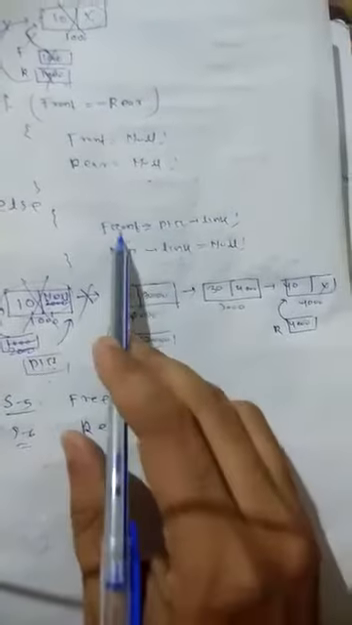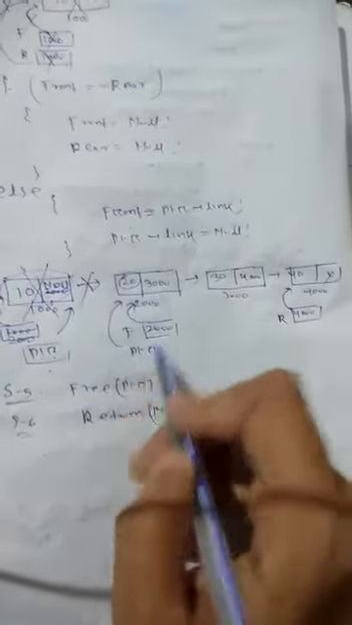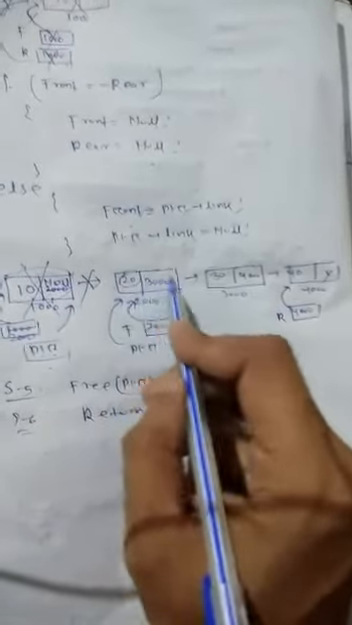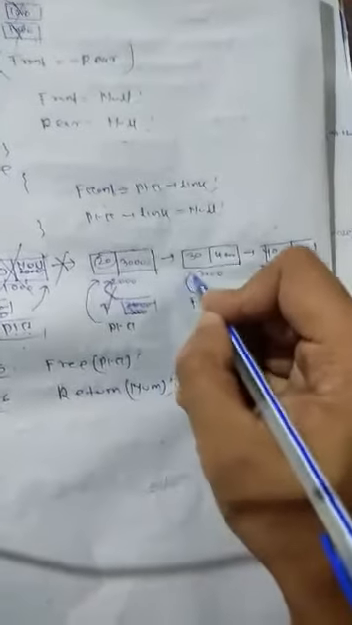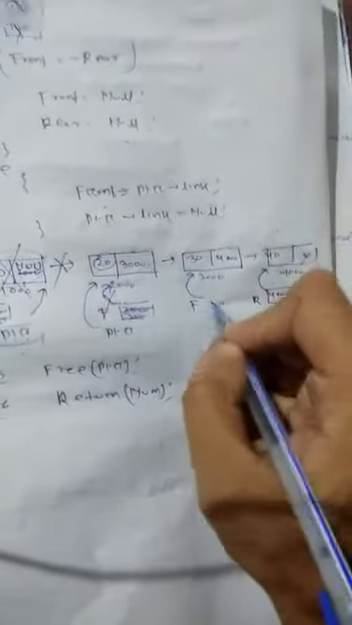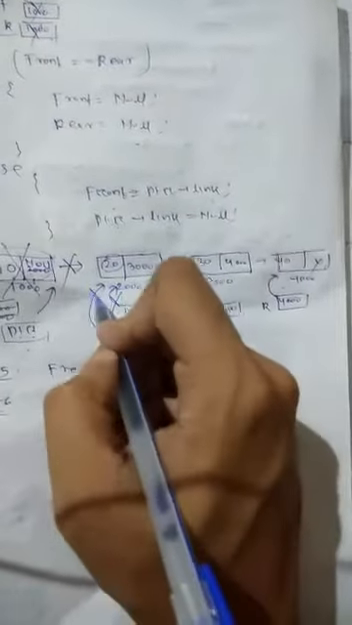In the else condition, what happens? Deleting this node, front will be stored ptr link. Whatever the ptr link is there, it is updated to front. That means this front will be here and store this address. Front equal to ptr link. Then I am disconnecting this link.